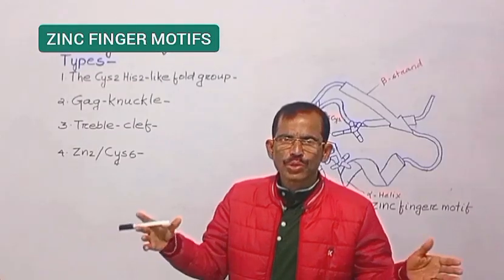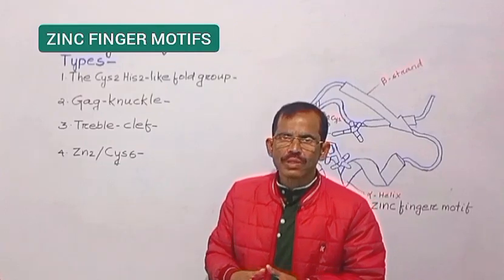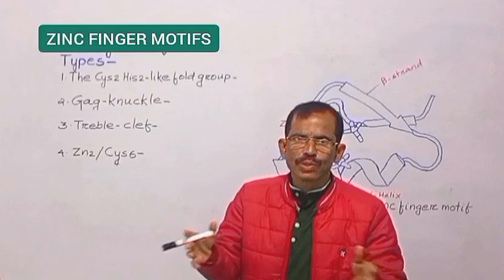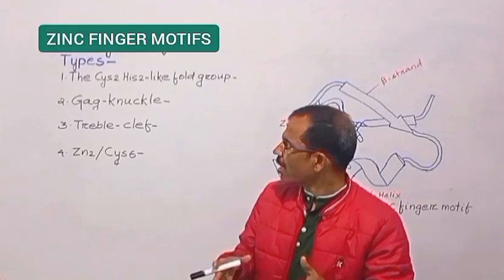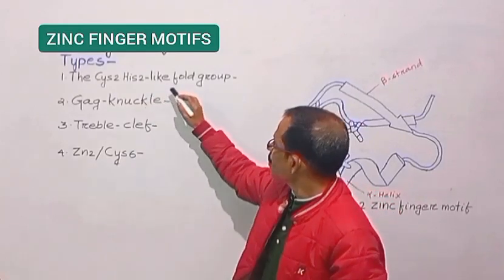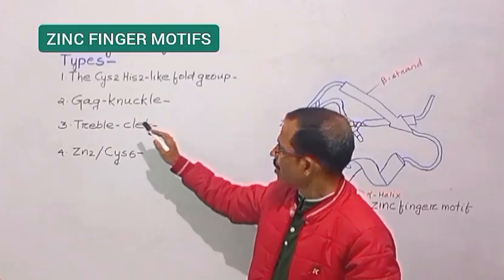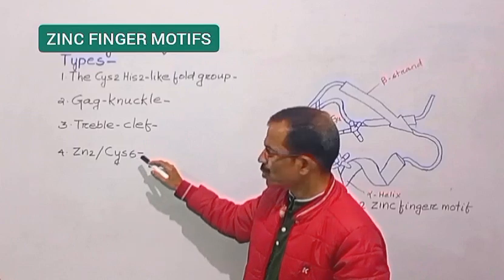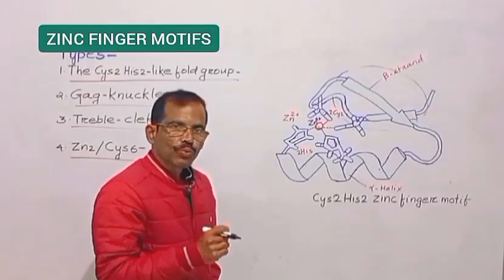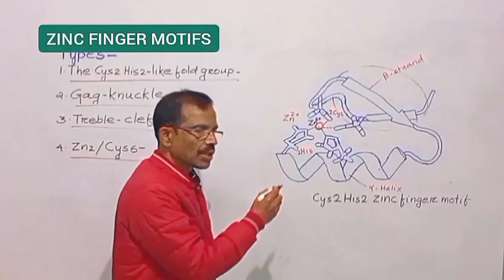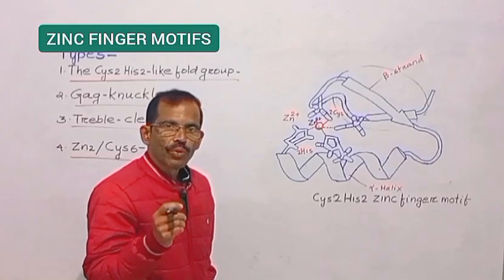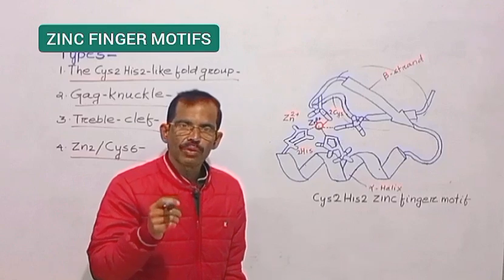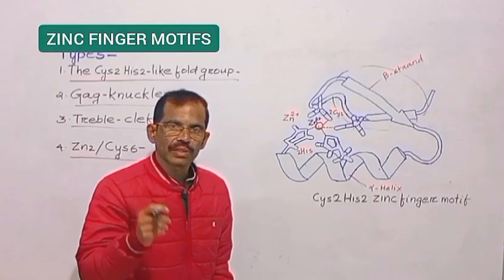Based on the overall shape of the protein backbone in the folded domain, zinc fingers are divided into different fold groups. They are the cysteine 2 histidine 2 like fold group, gag knuckle, treble clef, zinc ribbon and zinc 2 cysteine 6 fold group. First one is the cysteine 2 histidine 2 like fold group, which is the best characterized class of zinc finger commonly found in mammalian transcription factors.